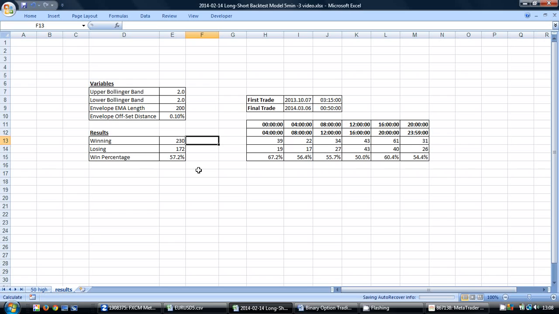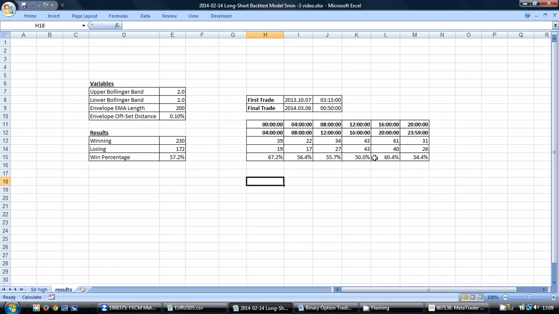There's lots of things we can do to refine this trading strategy. It is quite a simple strategy. We can program it quite easily. There's lots of other things that we can do to improve the strategy. Okay, the other thing that I've done here is I've got when the first trade was, which is October 7th, 2013 at 3:15 in the morning, and the final trade was March the 6th of 2014.